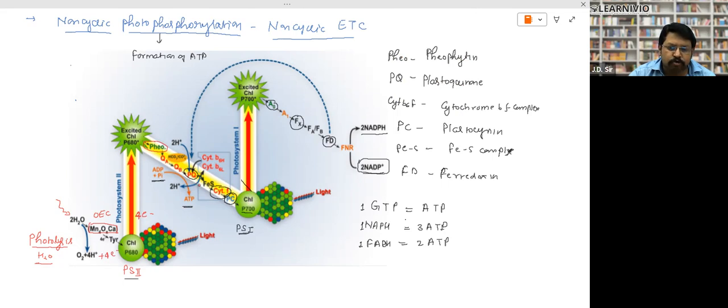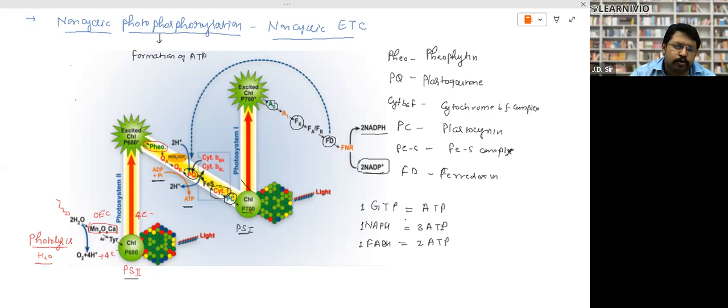Try to understand, when the electrons pass through these components, the electron is losing its energy. So when the electron passes through cytochrome b6f, ADP is converted into ATP, meaning formation of energy takes place. From cytochrome b6f, the electrons pass to cytochrome f, then to plastocyanin, PC. From plastocyanin, it comes to chlorophyll P700, meaning PS I.